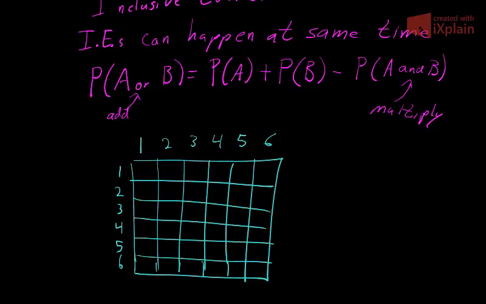So the way I'm going to do that is I'm going to draw a smiley face everywhere I got a 1. So this column here means I got a 1 and a 1, a 1 and a 2, a 1 and a 3, all the way down. And this row is when I got a 2 and a 1, a 3 and a 1, a 4 and a 1, a 5 and a 1, or a 6 and a 1.